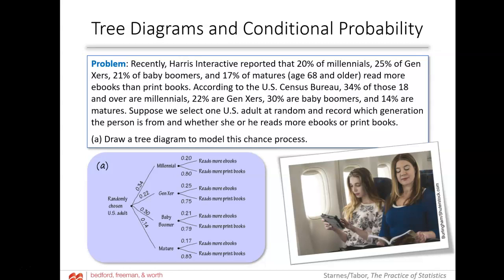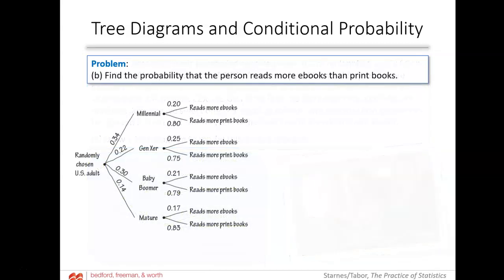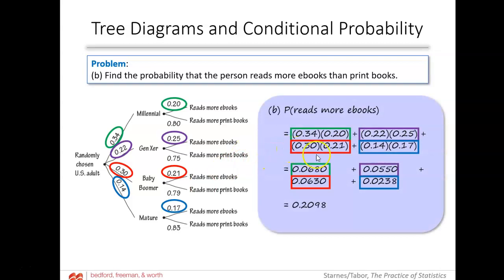I don't know. Is it easy for you guys to read? I think it does display the situations nicely. And then it allows us to actually find probabilities. So find the probability that a person reads more ebooks than print books. There's going to be a lot of colors coming up here. Hang tight. The probability that a person reads more ebooks would be for the millennial crew, for the Gen Xers, for the baby boomers, and for the matures. And we're going to have to add all those probabilities together. But remember, for the millennials, you've got to multiply these two pieces together.